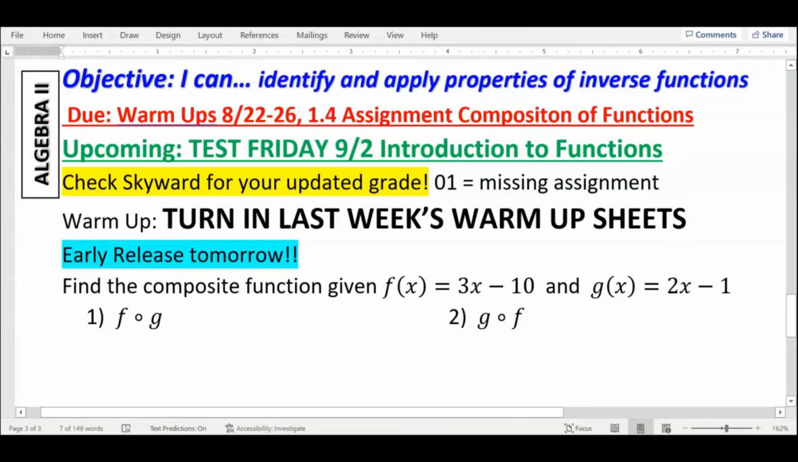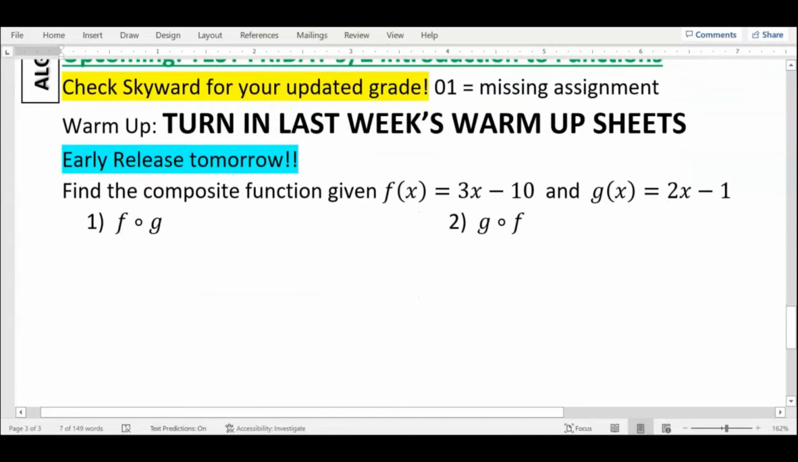All right. So our objective, and please, I see people turning in their warm-ups with no objective. That second column, you got to write that blue sentence every day. Don't forget, okay? So we're going to identify and apply properties of inverse functions after this warm-up on composite functions. So let's talk about this.